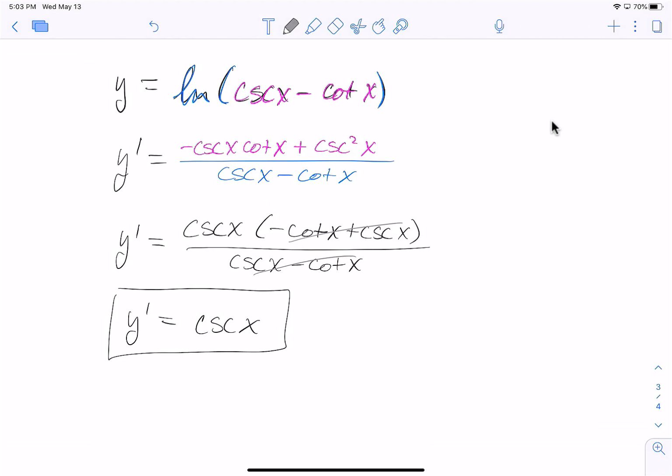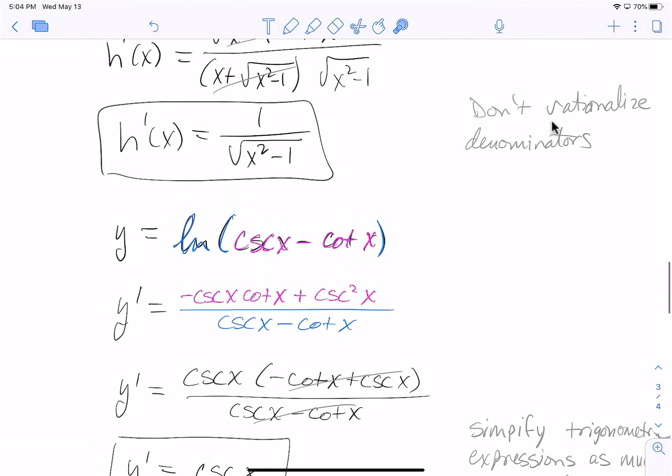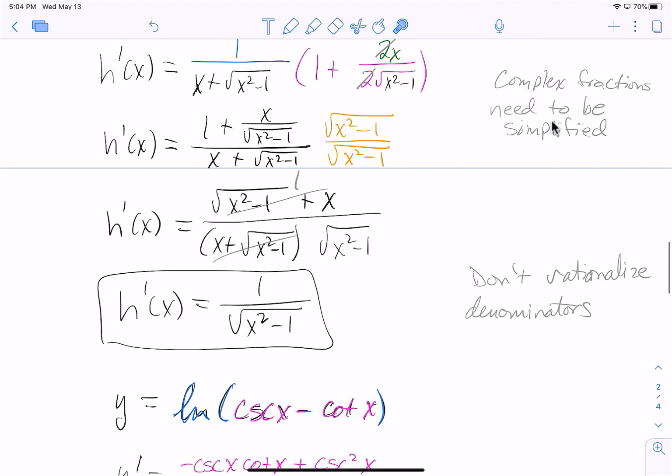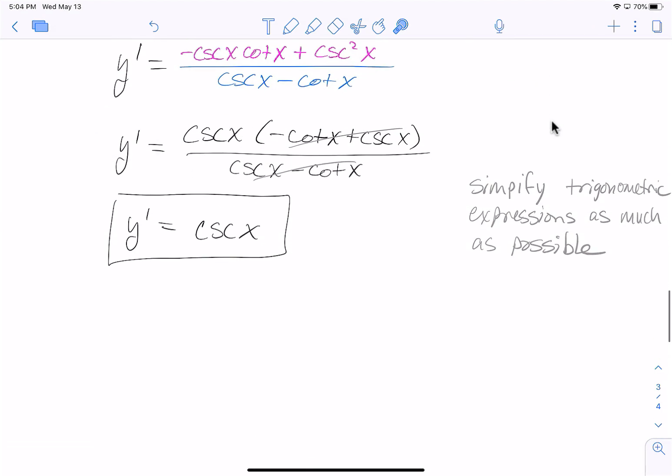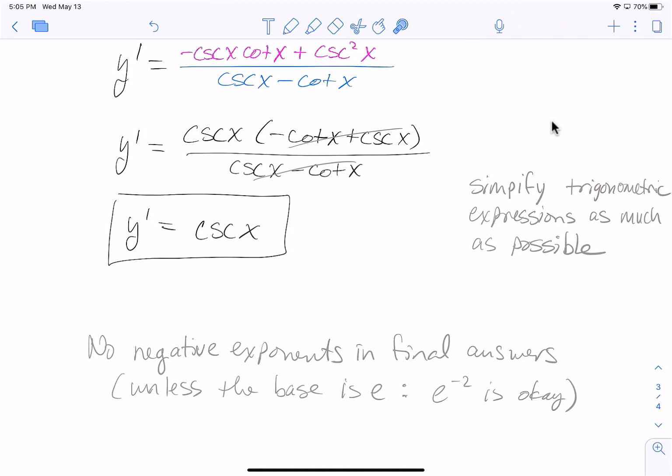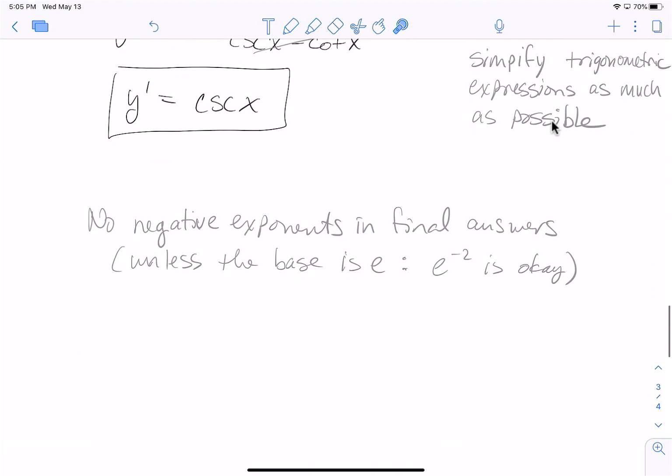So to add to our list of things that we've been saying here, simplify trigonometric expressions as much as possible. And just what I'm talking about here, the list of things, it's complex fractions need to be simplified, don't rationalize denominators, simplify trigonometric expressions as much as possible. While we're at it, no negative exponents in final answers. Unless the base happens to be e, like e to the negative 2 is okay. The math folks, apparently they took a vote and said it was fine.